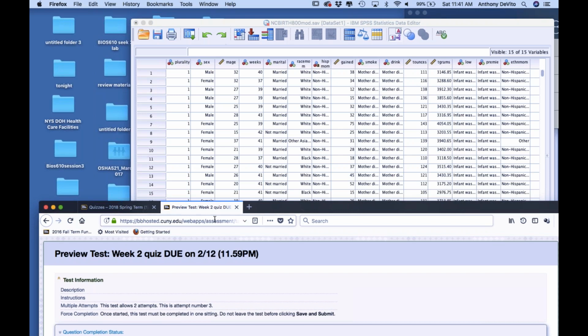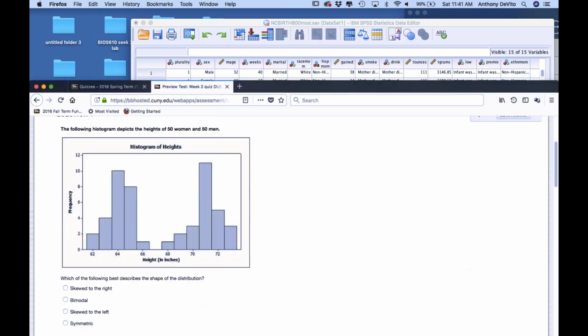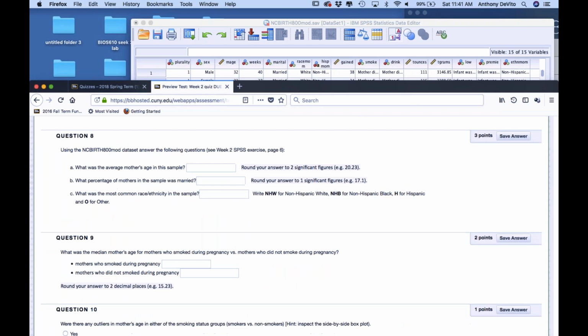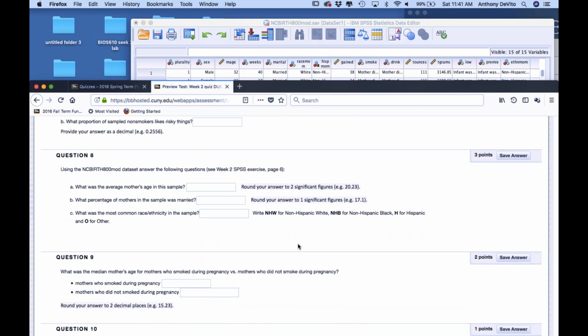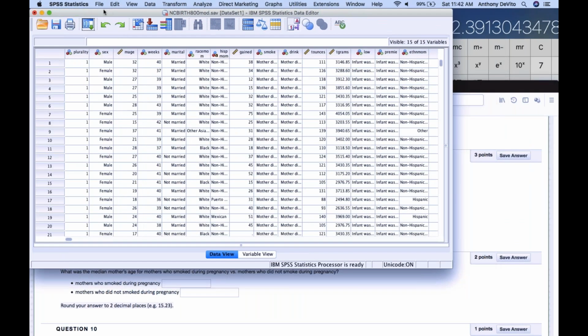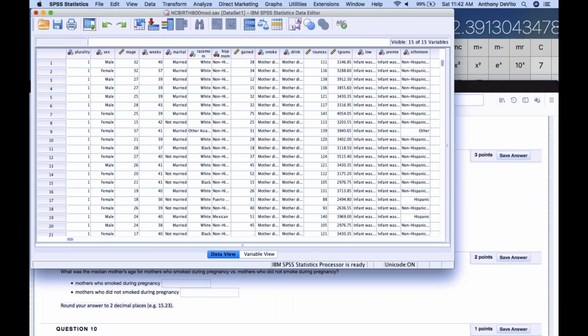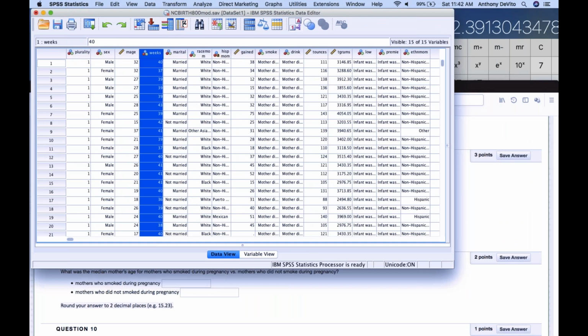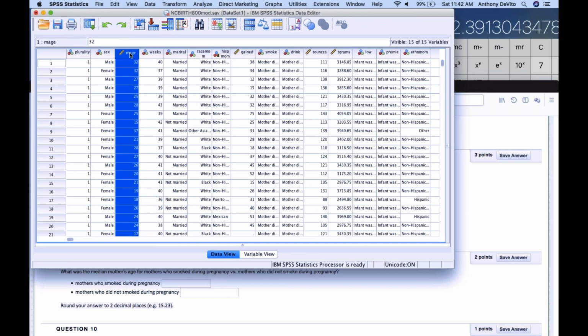Okay, so what were we asked here? Let me go back to that question. Okay, what is the average mother's age? Okay, let's do that first. We want the average mother's age. So we want a descriptive statistic about the mother. So where is the mother's age here? Let's see, weeks, that's the gestation period. M-age, that looks like the mother's age.